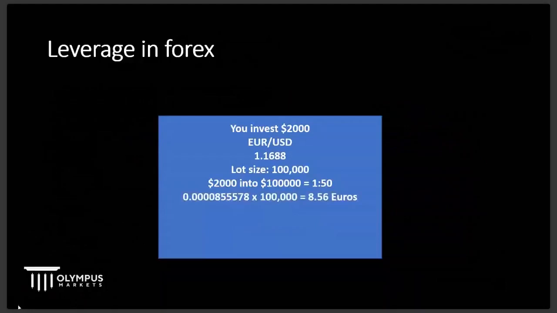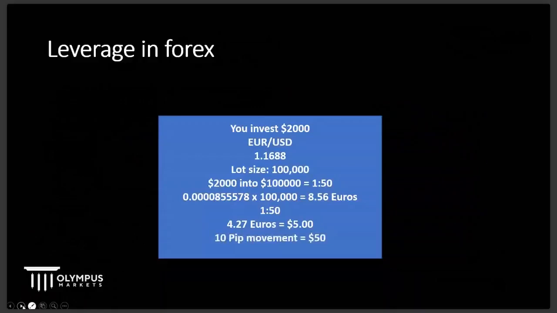€8.56. However, because you're only using 1-to-50 leverage, you halve that. So in fact, your pip value is actually €4.27, which is $5 a pip, which means a 10 pip movement would have been potentially a $50 profit.